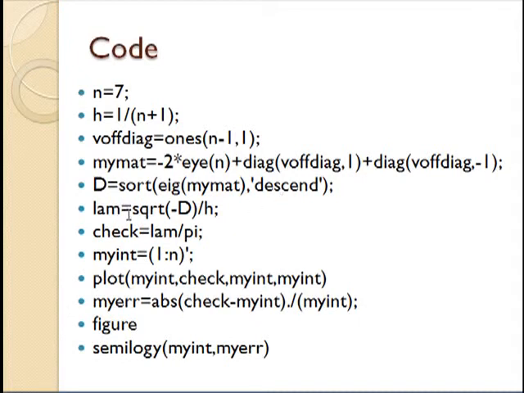Then to find lambda, I take the square root of the negative of those values and then divide by h, and those should give me 7 values for lambda. Divide that by pi to check. Remember the analytical solution was n pi, so if I divide by pi I should get integers. Then I just do some plots to check how well the numerical values give me integers, and then I look at the error in that, and we'll look at those results.